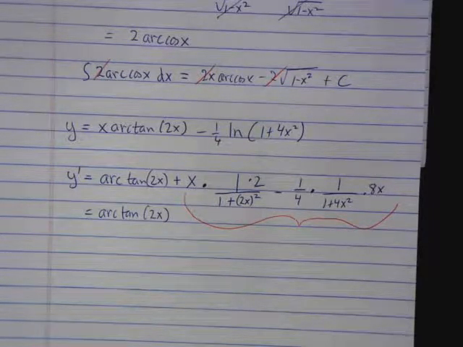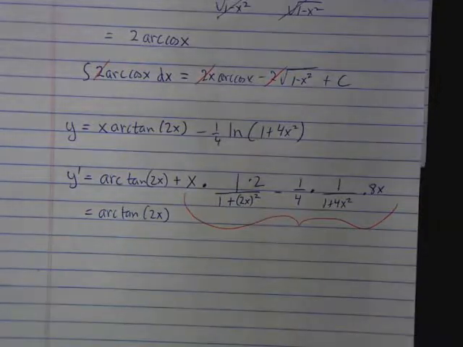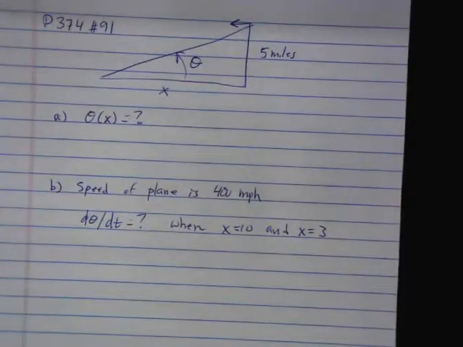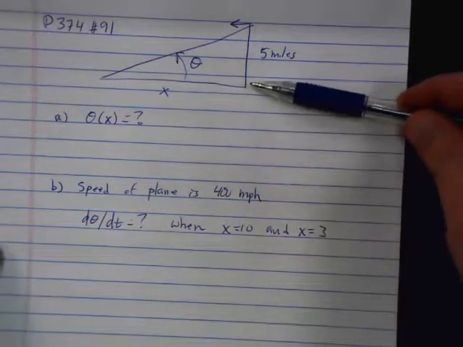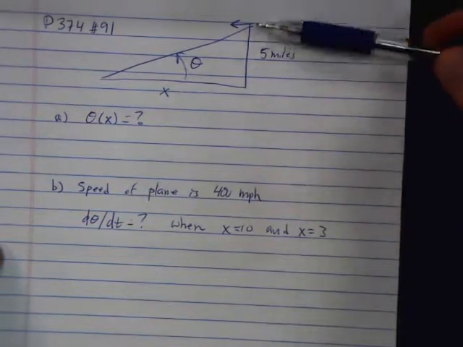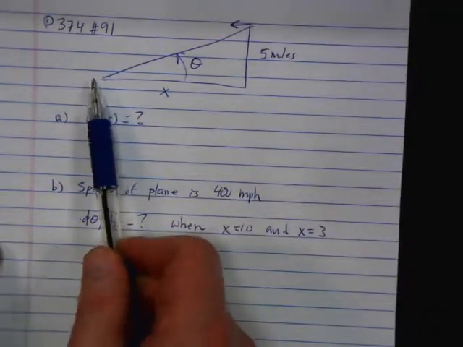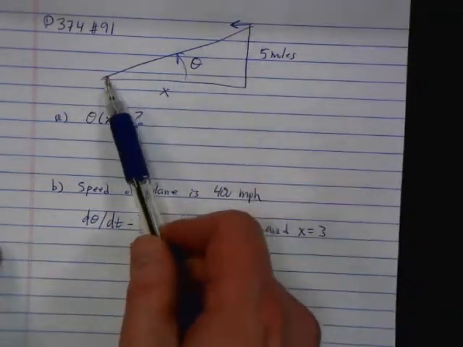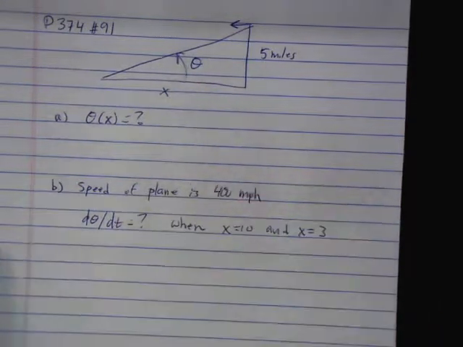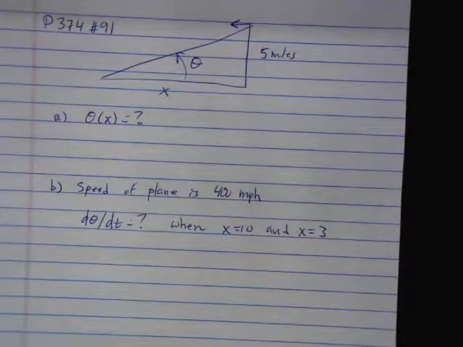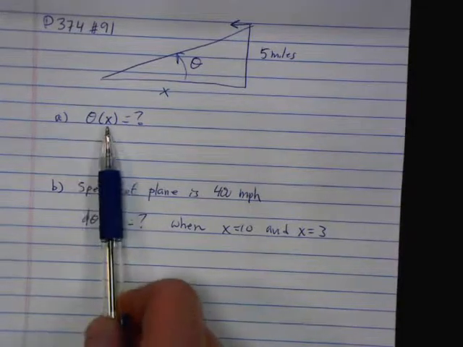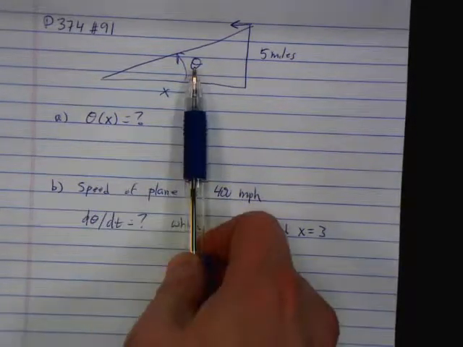What's the application of this? Like, what kind of graphs do you get from that? I'm so glad you asked. All right, so this is page C74, number 91. Here's the basic setup. You have an airplane 5 miles in the air, and it's flying in that direction. You've got a person standing here observing, and you're looking at the angle of elevation called theta. First thing it asks us to do is write the angle theta as a function of x.